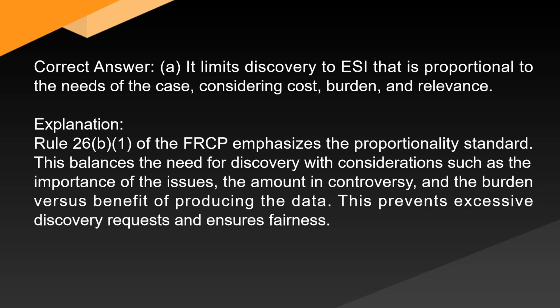Correct answer. A. It limits discovery to ESI that is proportional to the needs of the case, considering cost, burden, and relevance. Explanation. Rule 26(b)(1) of the FRCP emphasizes the proportionality standard. This balances the need for discovery with considerations such as the importance of the issues, the amount in controversy, and the burden versus benefit of producing the data. This prevents excessive discovery requests and ensures fairness.